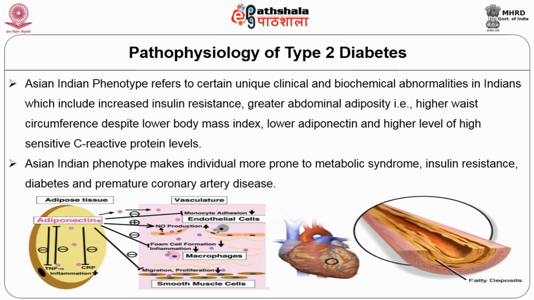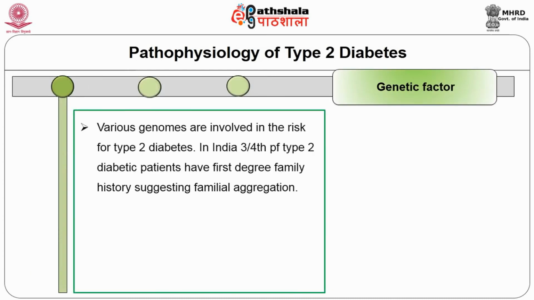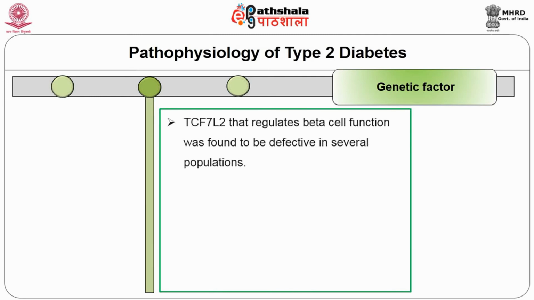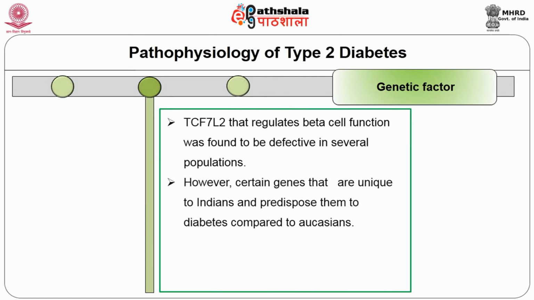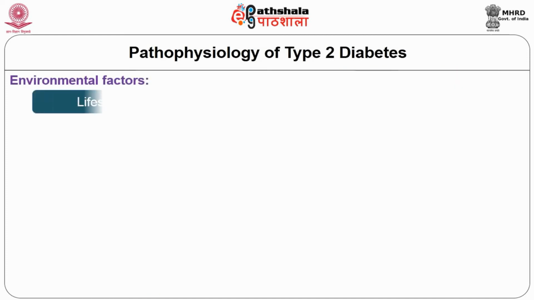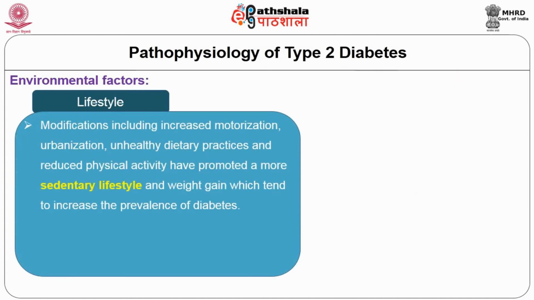Insulin deficiency or insulin resistance is further aggravated by other environmental factors like stress, depression, low birth weight and aging. The so-called Asian Indian phenotype refers to certain unique clinical and biochemical abnormalities in Indians, which lead to abdominal adiposity, higher waist circumference despite lower body mass index, lower adiponectin and higher levels of C-reactive protein. They are the inflammatory markers. The Asian Indian phenotype makes individuals more vulnerable to metabolic syndrome, insulin resistance, diabetes, and premature coronary artery disease.